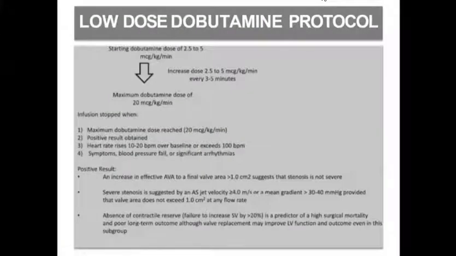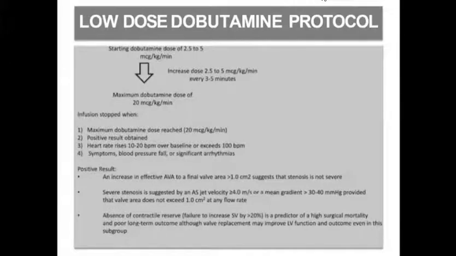So this was the standard protocol. You use 2.25 microgram per kg per minute and incremental doses up to a maximum dose of 20 microgram per kg per minute. Every stage should be monitored for 3 to 5 minutes, and the infusion is stopped when dobutamine reaches the maximum dose of 20 microgram per kg per minute and a positive result is obtained, or when heart rate increases 10 to 20 beats per minute from baseline or exceeds 100. If symptoms, blood pressure fall or significant arrhythmia occur, you should also stop the infusion.